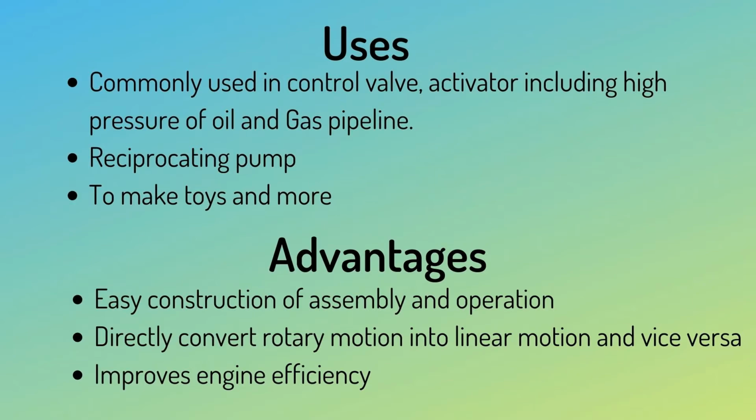The Scotch yoke mechanism is mostly used in control valve actuators in high-pressure oil and gas pipelines, as well as in various internal combustion engines, such as the Bourke engine, Cyclone engine and many hot air engines and steam engines.